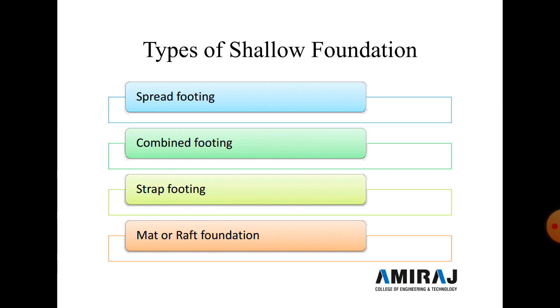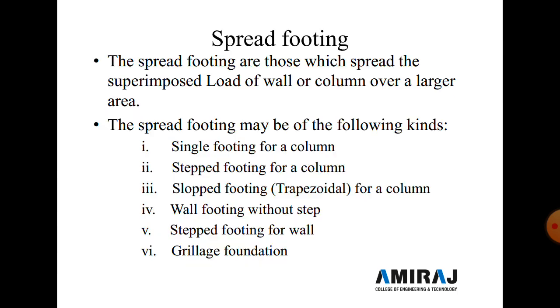Now next are the types of shallow foundation. A shallow foundation is divided into four parts: spread footing, combined footing, strap footing, and the fourth one is a mat or raft foundation. One by one we discuss the footings and foundations. The first one is the spread footing.